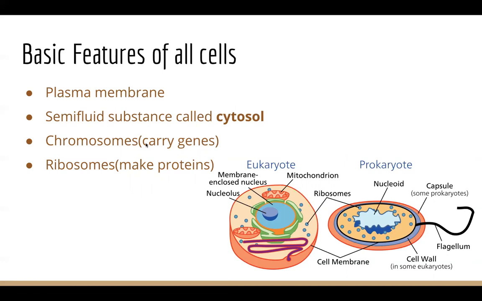All cells have chromosomes which carry genes and hereditary information, and that's the reason why we look like our parents, because traits were passed down from our parents to us. And all cells have ribosomes which make proteins. We talked about proteins two lectures ago. They are made up of amino acids, and if you want to know more about it, you can look back to our previous lecture.